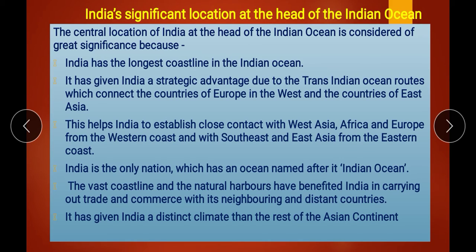It has given India a strategic advantage due to the trans-Indian oceanic route which connects the countries of Europe in the west and the countries in the east. It helped India establish close contact with West Asia, Africa and Europe from the western coast and with Southeast and East Asia from the eastern coast.